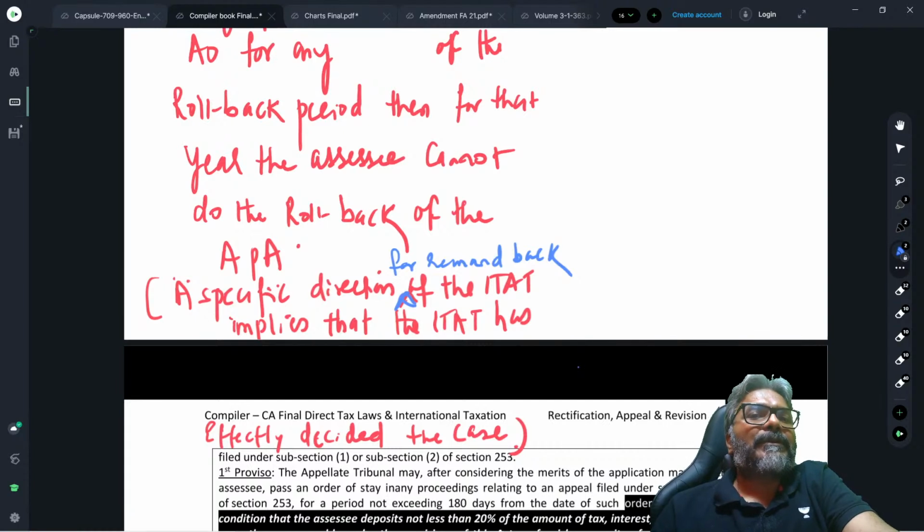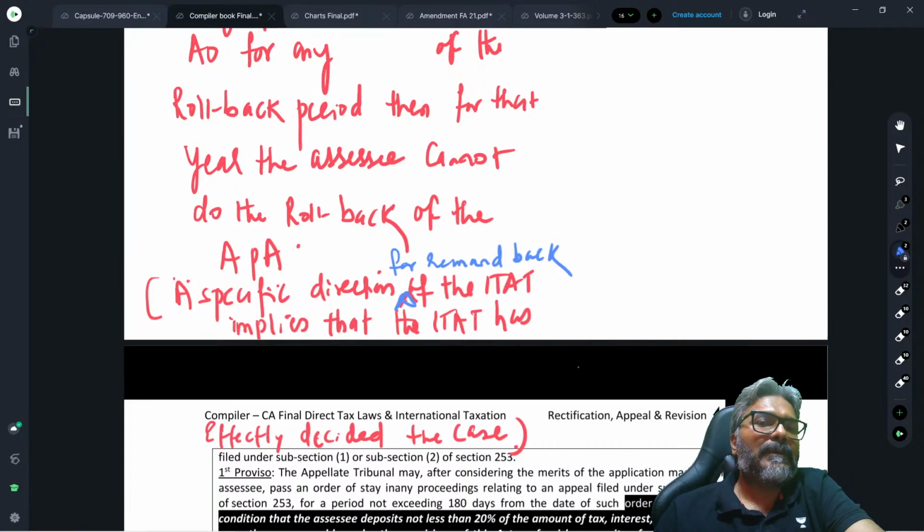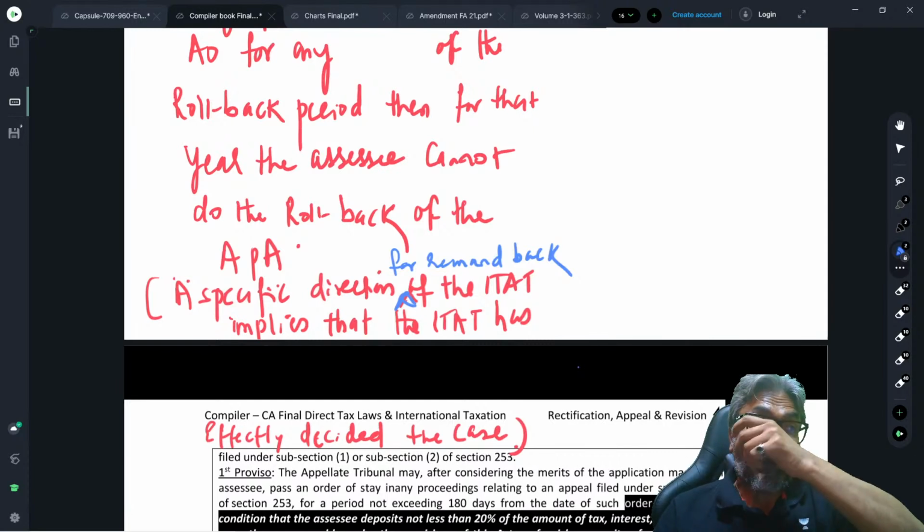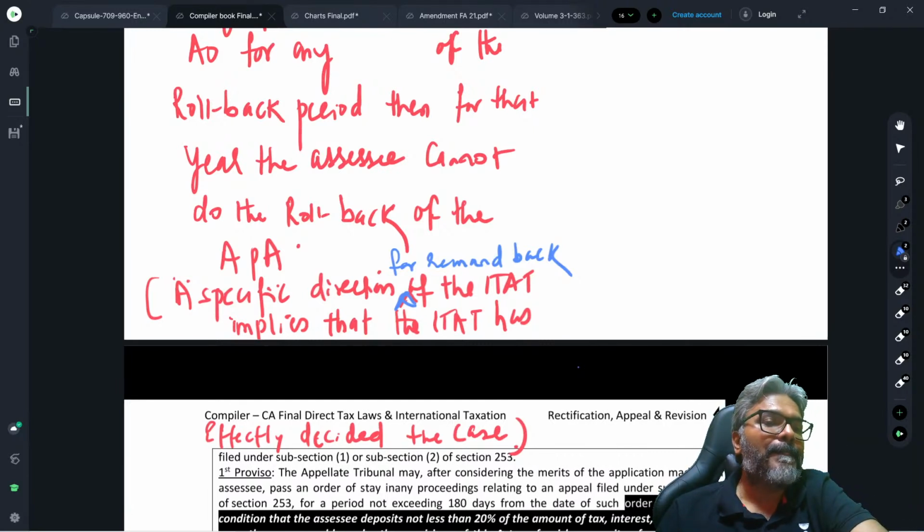A specific direction for remand back of the ITAT. I hope that all of you are clear with this one now. Every one of you. Are you clear with this one, students? Can we proceed?